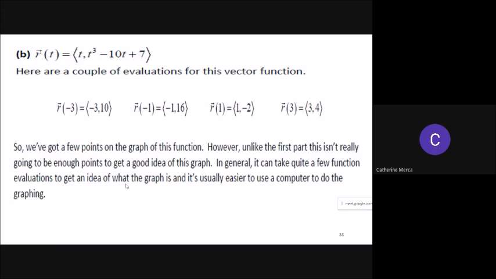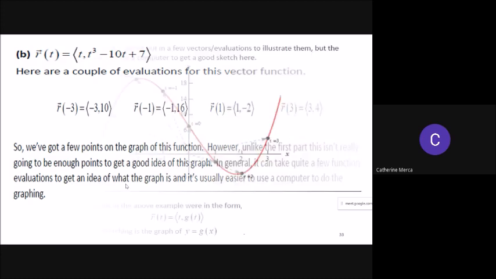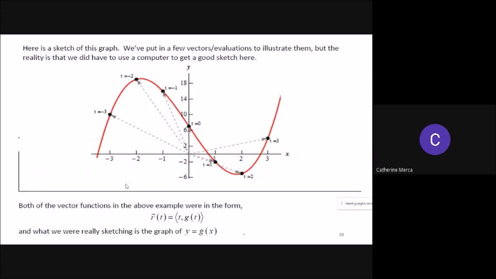However, unlike the first part, this isn't really going to be enough points to get a good idea of this graph. You can take quite a few function evaluations to get an idea of what the graph is, and since it's usually easier to use a computer to do the graphing, you come up with the following. Medyo mas complicated kasi ang graph nito. This is how it looks like. Okay. So computer generated na to.